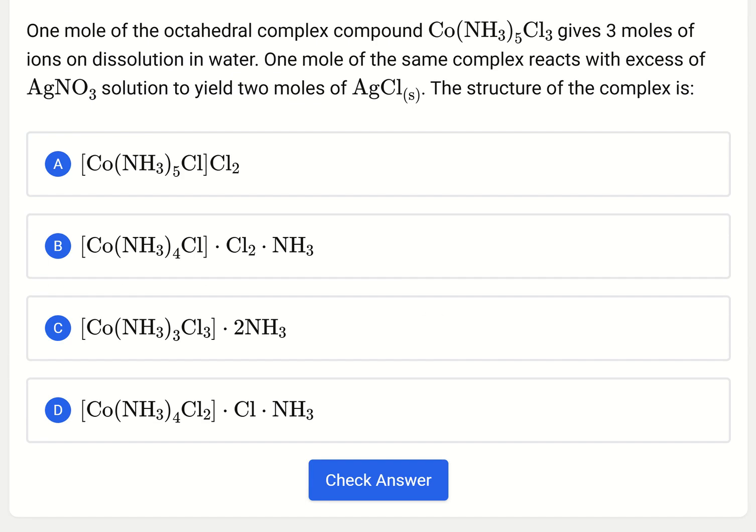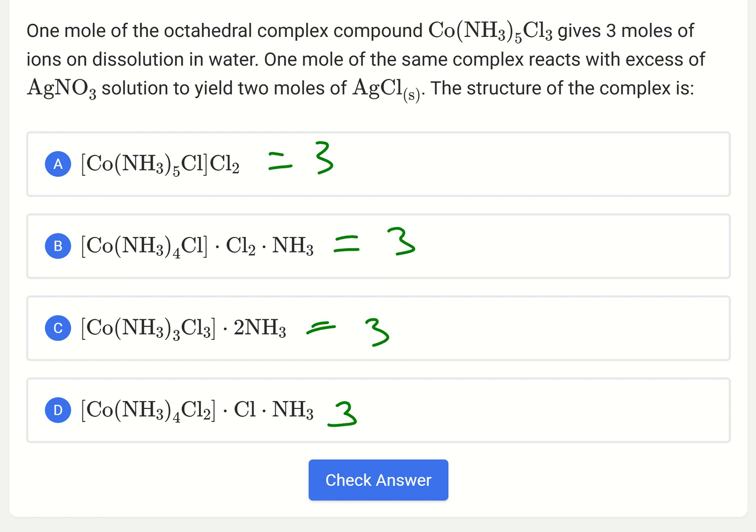Moving to the next question, question number 12. 1 mole of the octahedral complex compound CoNH3,5Cl3 gives 3 moles of ions on dissolution in water. Half of the question is solved because this is going to give you 3.